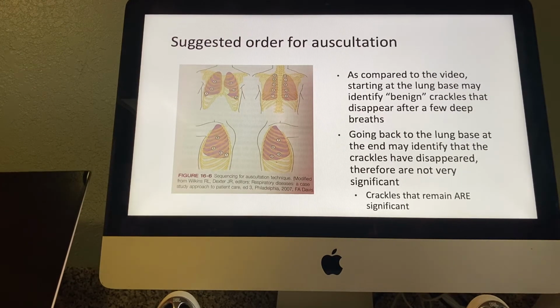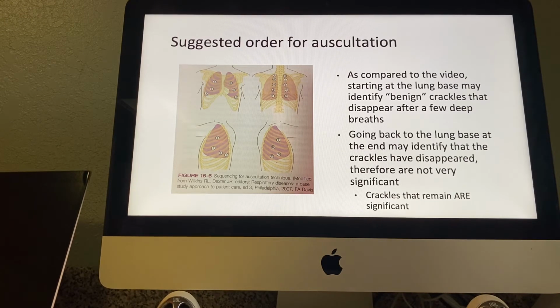This is the suggested order for auscultation right out of the Egan's book. And if you watch the nurse video that I posted, the YouTube video of the nurse doing the auscultation assessment, she says to start at the top, and this says to start at the bottom.